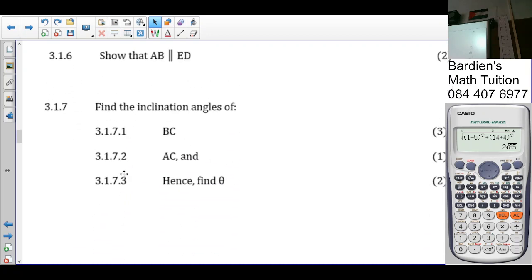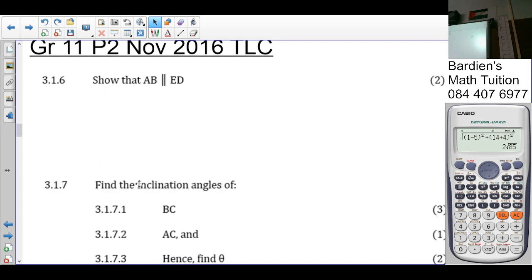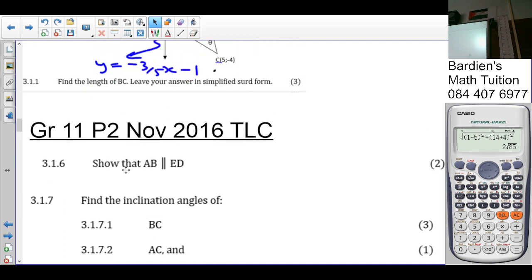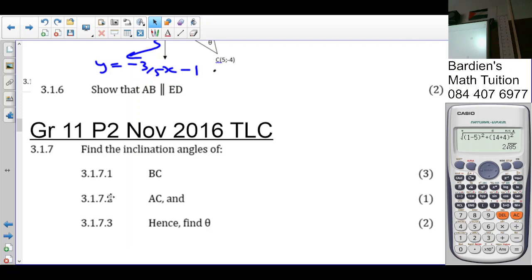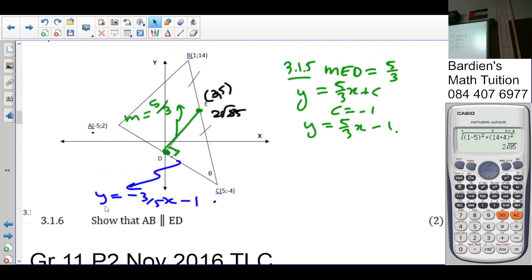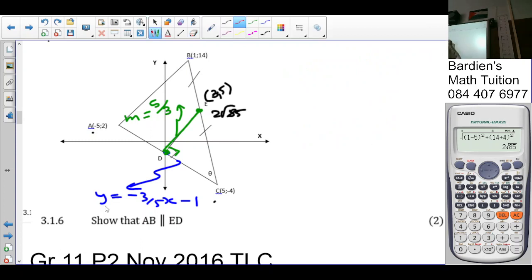The next question asks you to show that AB is parallel to ED. If lines are parallel, what do we know? The gradients are equal. Do we have the gradient of AB? No? So let's work out the gradient of AB.